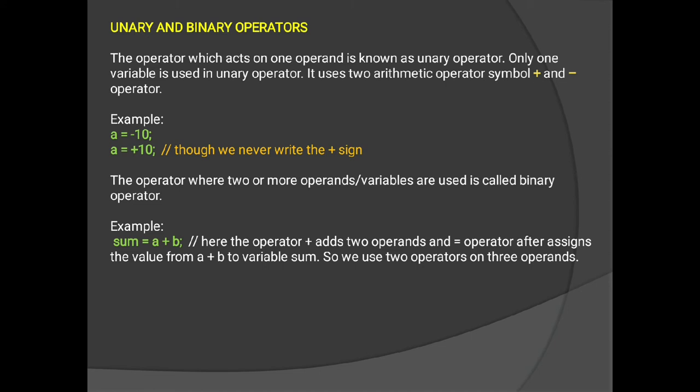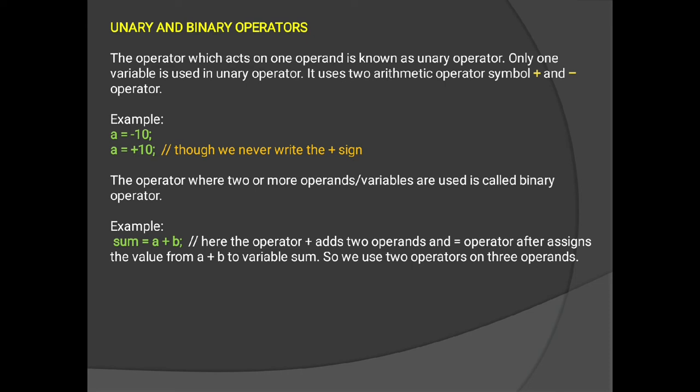The operators where two or more operands or variables are used are called binary operators. So when we use two variables or more along with the operators, it is called a binary operator. We have already come across binary operators when we used the logical and relational operators. Here you can see sum equals a plus b. You are using two operators, the assignment operator equals and the arithmetic operator plus, and three variables, sum, a and b.